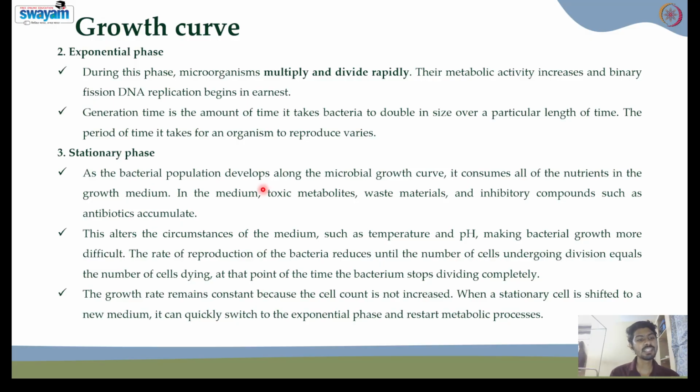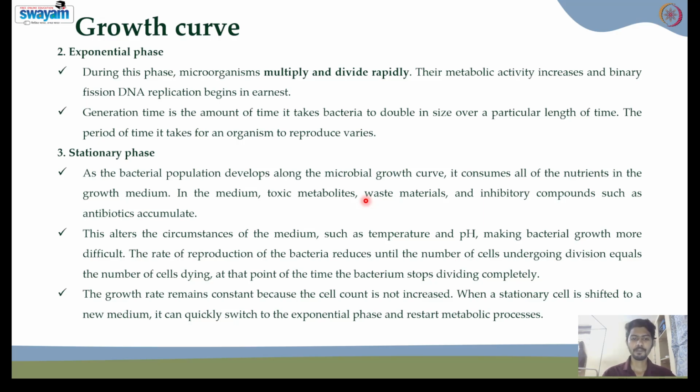Now we will see the stationary phase. What happens in the stationary phase? As the bacterial population develops along the growth curve, it consumes all the nutrients. In the exponential phase, the microorganism consumes the nutrients and doubles its cells. Once it has consumed all the nutrients, the cells tend to accumulate toxic metabolites or waste products, and excrete inhibitory compounds such as antibiotics.